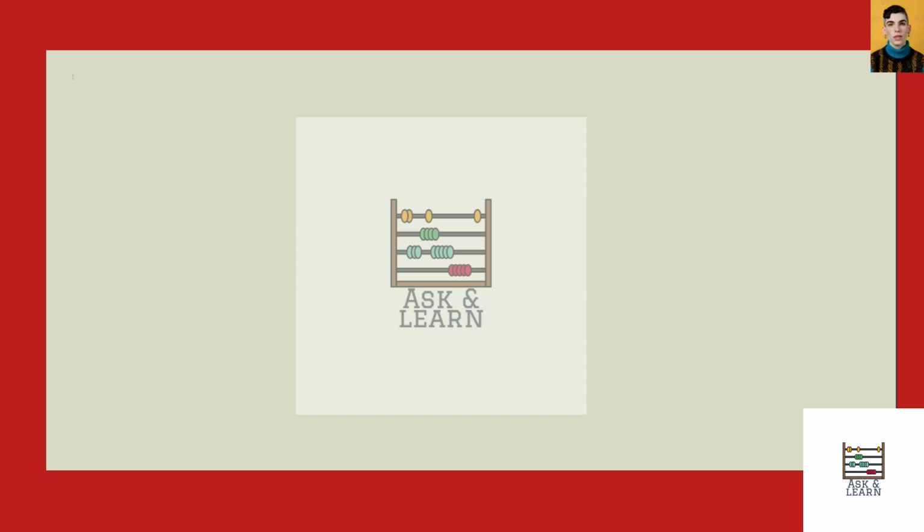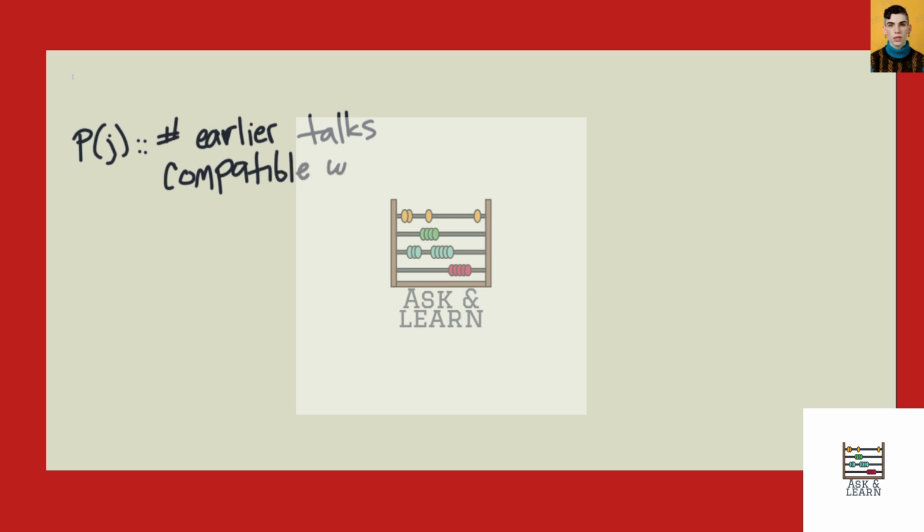All right, so to ease notation, we'll let P_j be the number of earlier talks that is compatible with talk j. Okay, and then from the list of these 7 talks, we can calculate here.